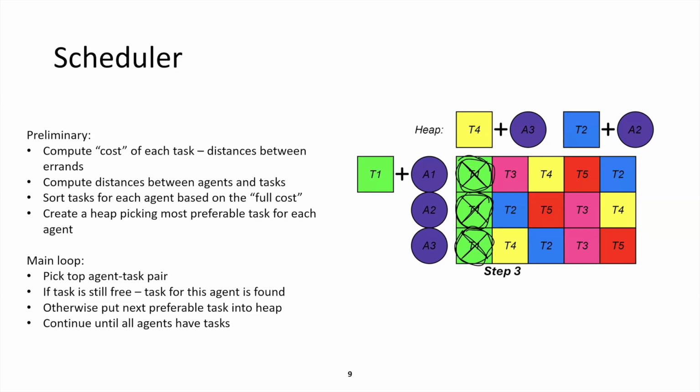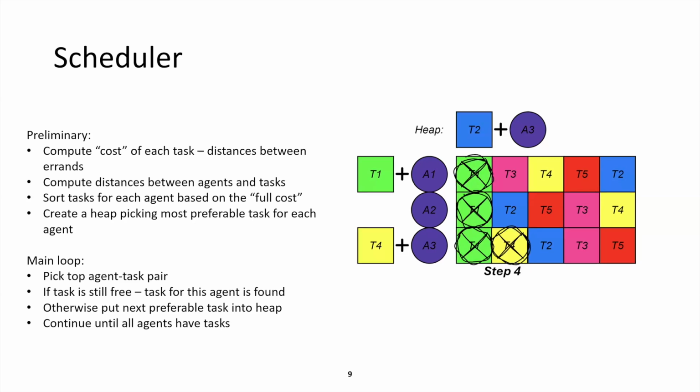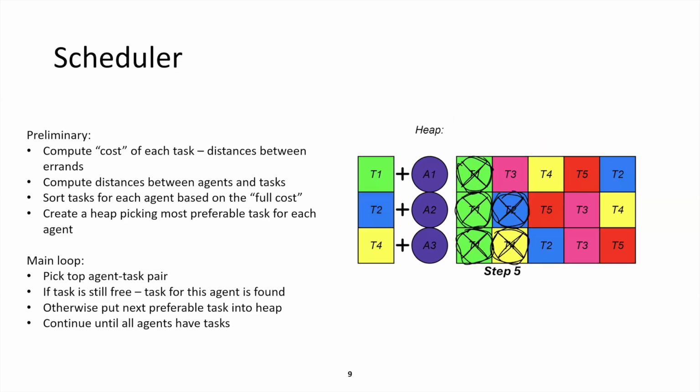So on step 3, agent A2 tries to pick T1, which is unavailable. On the next step, agent A3 picks T4. On the final step, agent A2 picks task T2, and we are done. So it's quite easy, it's very fast, and it worked quite well.